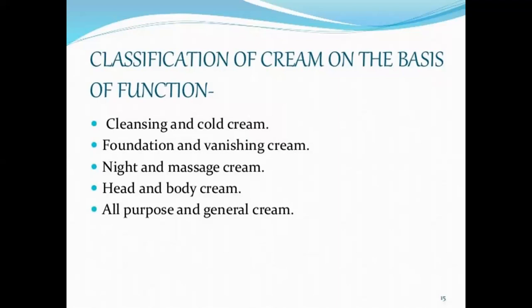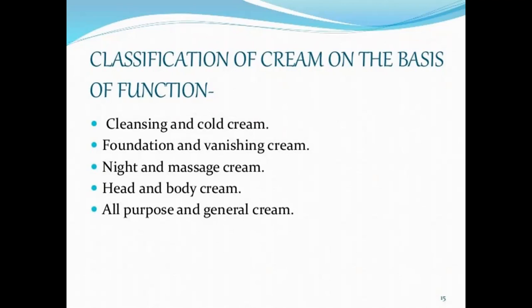So there are many types of creams. Classification on the basis of their function: oily creams, aqueous cream, cosmetic creams. In the cosmetic creams, examples are vanishing cream, cold cream, cleansing cream, foundation cream, hand and body creams, night and massage creams. Cold cream is a W/O type of emulsion. Write down in your notebook. It is important. The main principle behind the cold cream is evaporation of water, which leads to a cooling sensation.